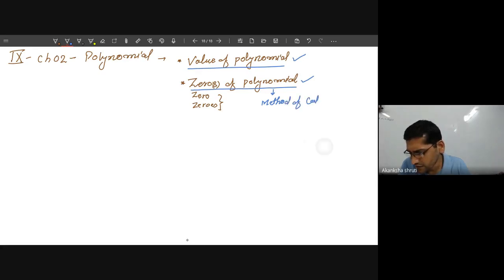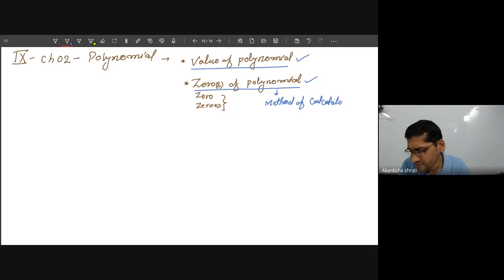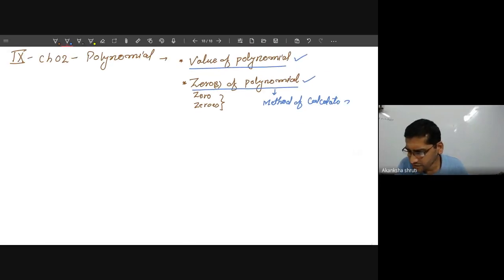Method to calculate zeros. If the time permits, we will discuss the method. Otherwise, at least these two topics we will finish today. Students, starting with the polynomials. What is a polynomial?